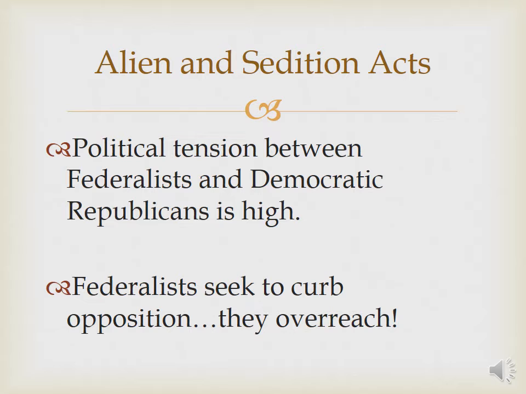All right, the Alien and Sedition Acts. You may have learned about these in Crash Course number 9, but I'm going to go into some more detail. Political tensions between Federalists and Democratic Republicans are very high at this point. Federalists seek to curb opposition and they overreach, meaning the Federalist Party, or in this case John Adams, don't like how the Democratic Republicans are attacking their political party and the president at the time, John Adams. So they seek to curb or quell or stop this political opposition.